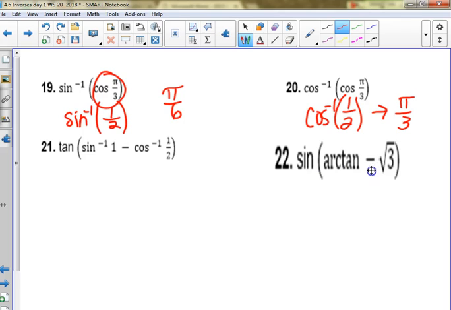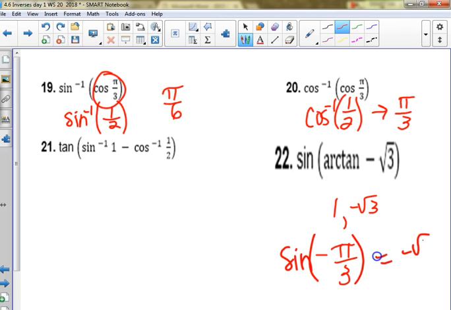Where is the tangent negative square root of 3? You're looking for y over an x like this. Nope. You're in the wrong quadrant. Nope, you're in the wrong quadrant. Negative pi over 3, right? And what is the sine down there at negative pi over 3? It is? Isn't it? Sine is y value. Square root of 3 over 2.